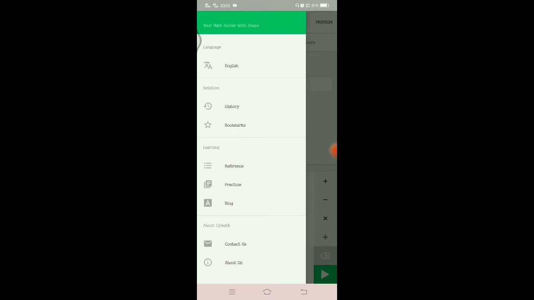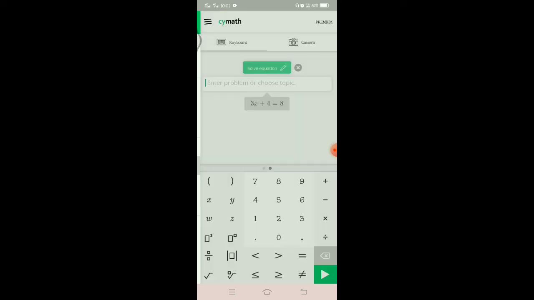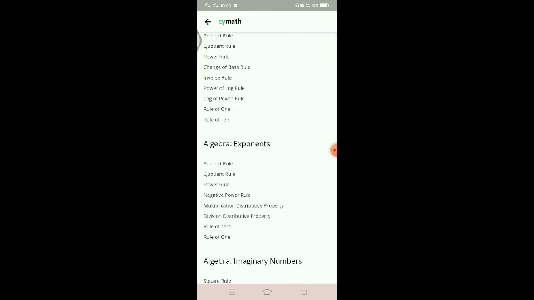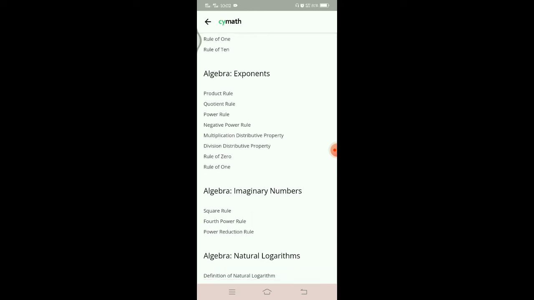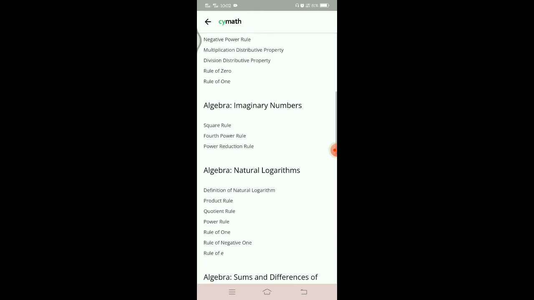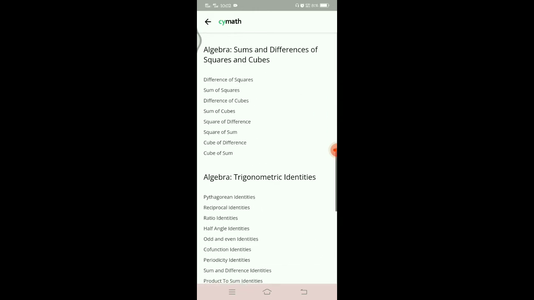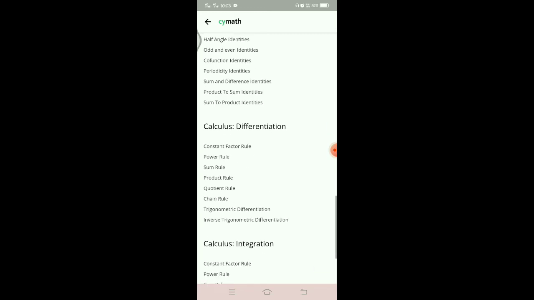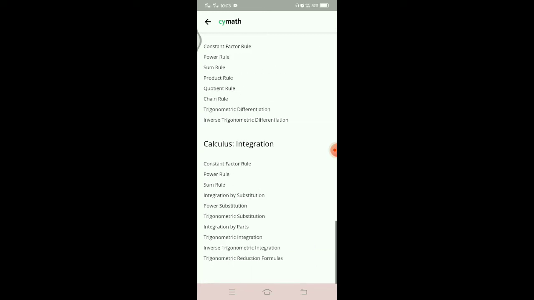So the first thing that I will be introducing to you, my dearest students, is the reference. Here in the reference, you can see different lessons. We have algebra, the common logarithms, exponents, the product rule, the quotient rule. It is the primary rule of algebra. Imaginary numbers, the natural logarithm, sums and differences of squares and cubes, trigonometric identities, the Pythagorean, the reciprocal, the ratio, the differentiation in terms of calculus, the integration. And in integration, there is the constant factor rule, the power rule, the sum rule, and a lot of rules that we need to study.